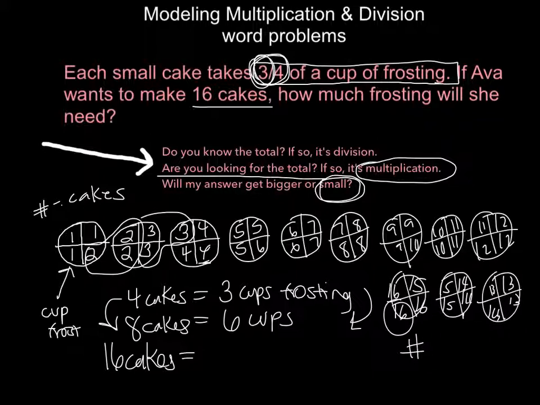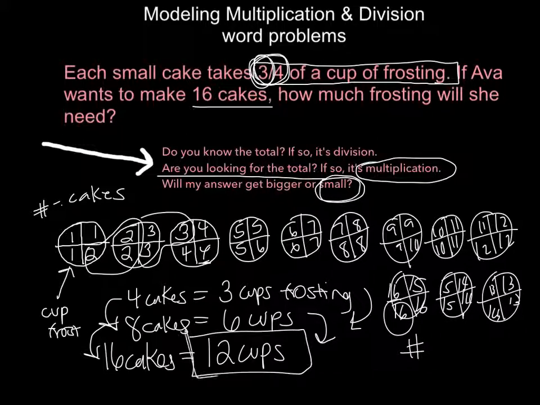And in order to make 16 cakes, I'm going to count how many circles I used. And I can also look at the pattern. I know that 8 doubled to 16, so 6 would double to 12 cups. So using the model, I can see that 16 cakes would use 12 cups.